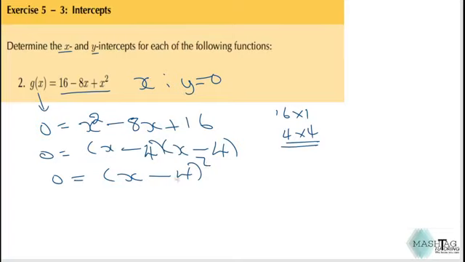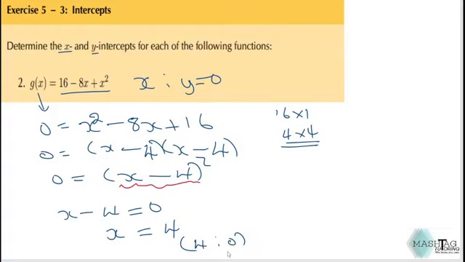With that said, you need to take this and equate it to 0. Everything that's in the bracket, you equate to 0. Therefore, you have x minus 4 equals 0, and therefore x is positive 4. That's our x-intercept. Basically, you can put it in coordinate form where you have (4, 0). That's your x-intercept. Okay.